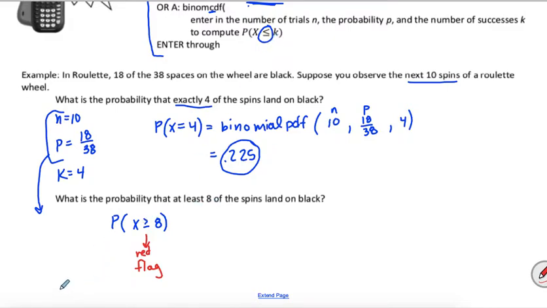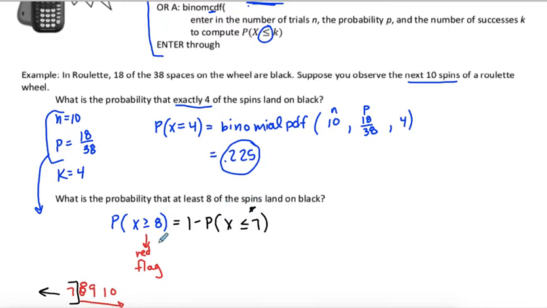So if I think about this, I have 1, 2, 3, 4, 5, and I'm going 7, 8, 9, 10. So I'm looking for 8 or more. That would be at least 8 of the spins land on black. So that's going to be the opposite of 7 or less. So what I'm going to do is look at 1 minus the probability of my example being less than or equal to 7. This is the piece that our red flag fixes.